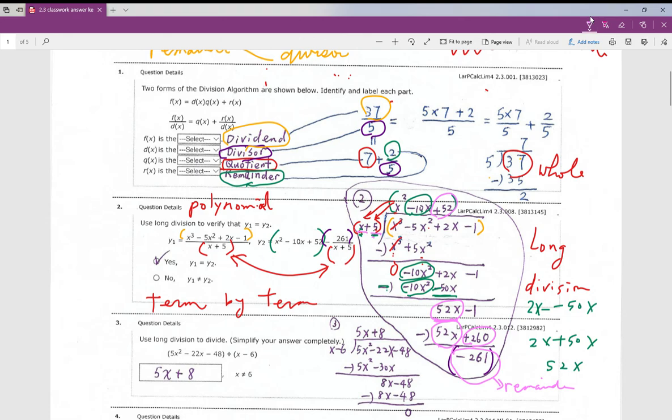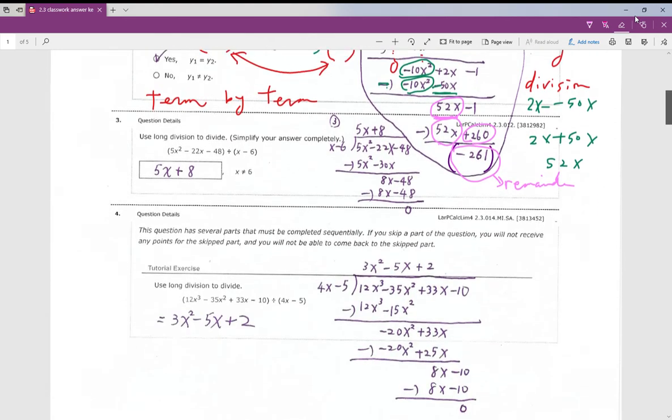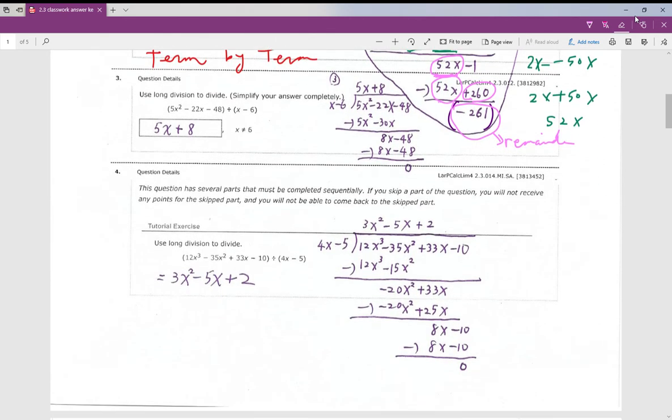Now again, in this section, you want to pay attention to the remainder. Why? I'm going to talk about it gradually. Okay? So right now we have number 2. You can go home, try to review the long division. Number 3. Same thing, use long division to divide.